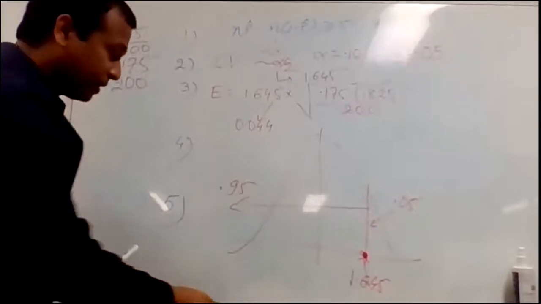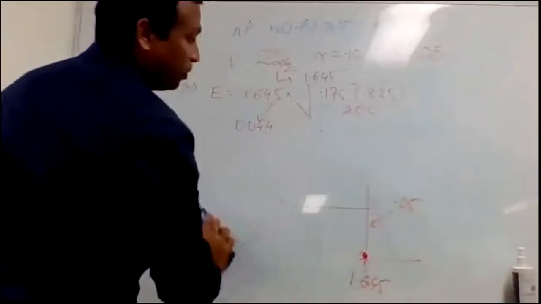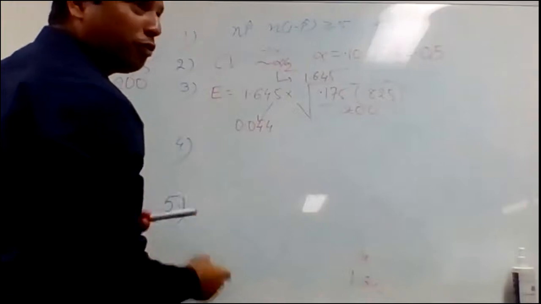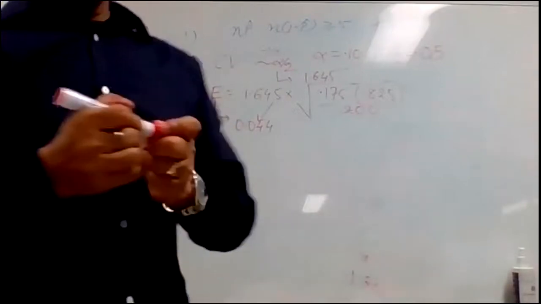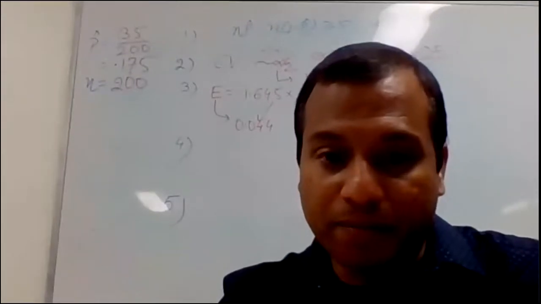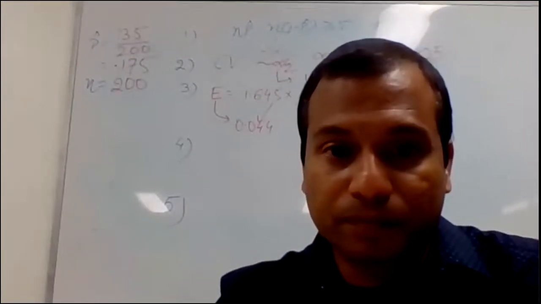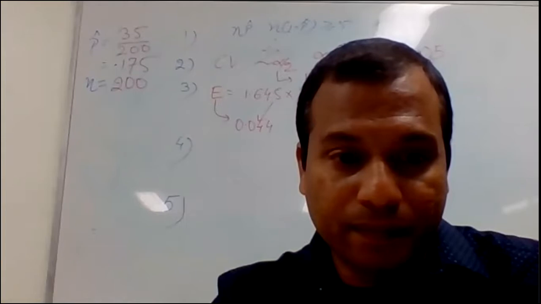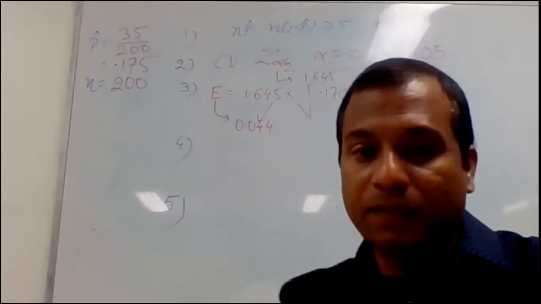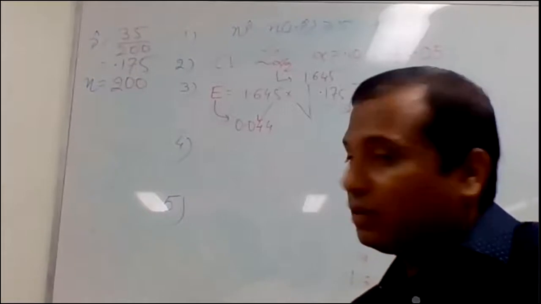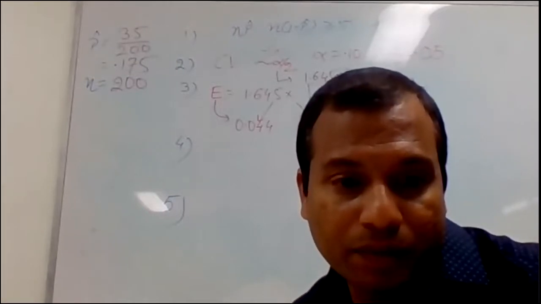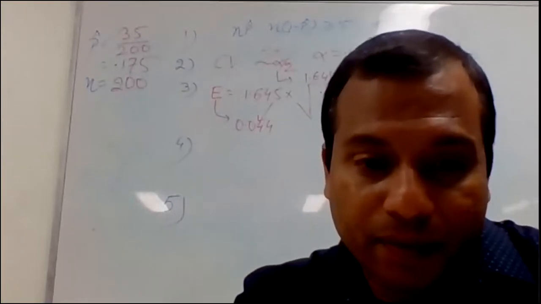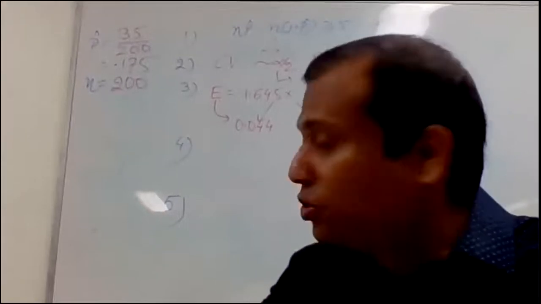Yes. Okay, so you got the critical value. Now find out the confidence interval. What is the E value? 0.044. Does everybody get that? Others, please confirm. The E value is how much? 0.044.